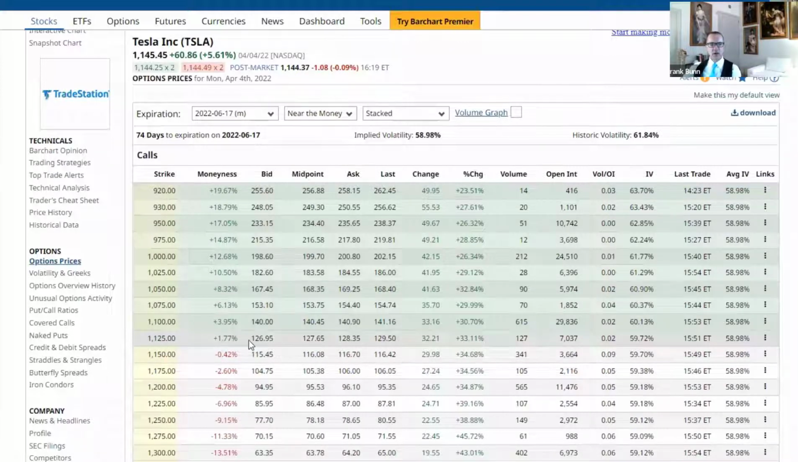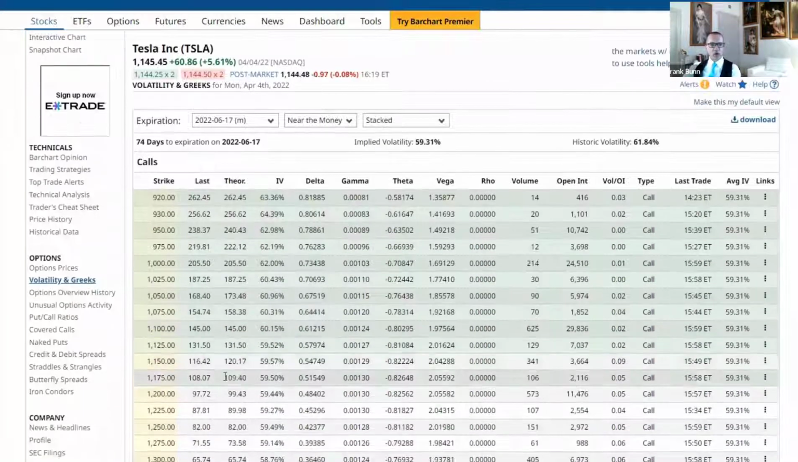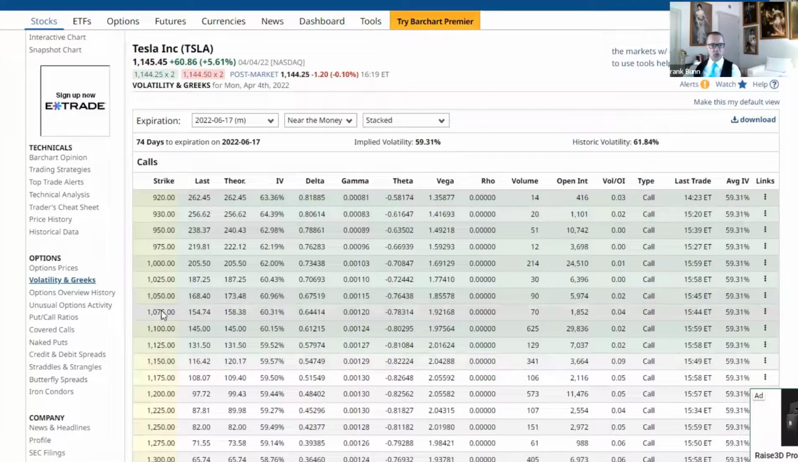You can see here that gives us, we're going to look at the Greeks here in a second. So their volatility in the Greeks. So we have the current expiration in June, and we're going to look at 1125, which gives us a delta of 0.5797. We want to be in the 60s, though, in the early to mid 60s for the best contract here. So we're going to go back to this 1100 at 0.612. Now that takes care of the delta.